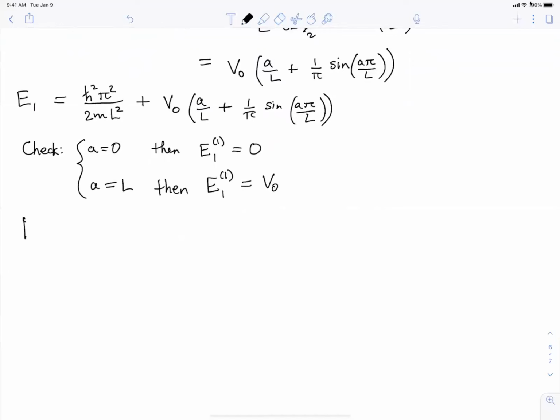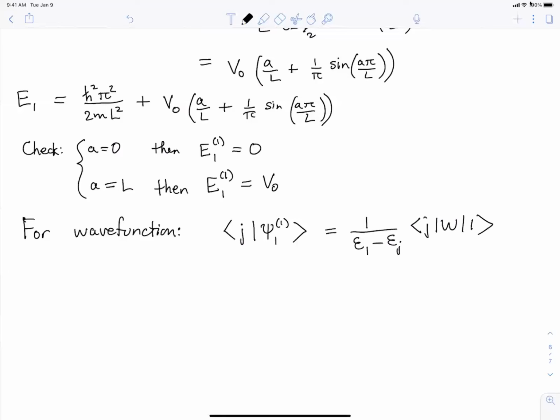So for the wave function, what we really need is the matrix element of a general state J with the correction to the state, psi 1 of 1. Again, we're just doing the ground state here. And so if you look back at the formula for that, it's 1 over the unperturbed energy of the state we're talking about, which in this case is the ground state, minus the energy of the state J, times the matrix element of the perturbation Hamiltonian. Okay, so in general, that's what we would need to evaluate.